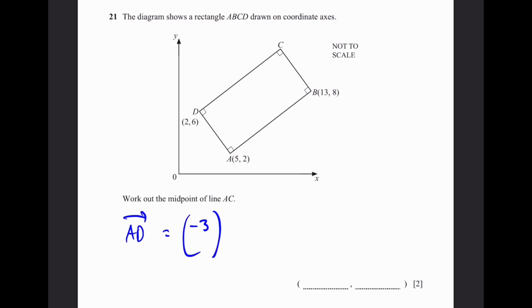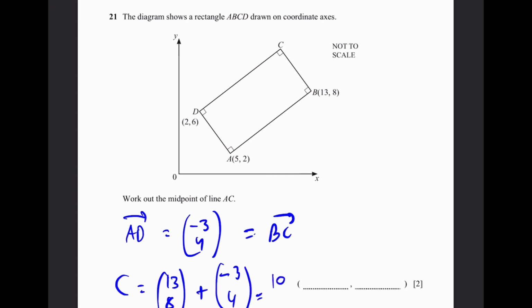And then you go 1, 2, 3, 4 units up because 6 minus 2 is 4. So minus 3, 4. And now that'll have to be equal to BC. Since there's a rectangle, these two have to be the same. So that means C is equal to 13, 8. I'm writing this as a vector so I can add it with the vector AD.